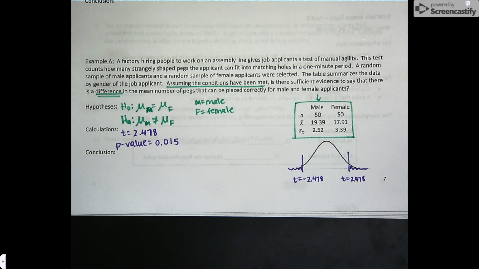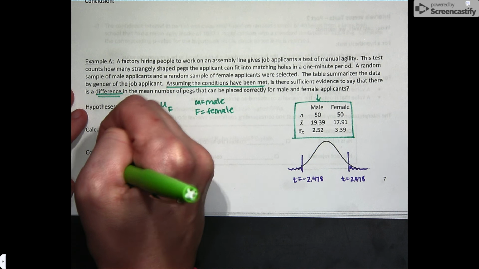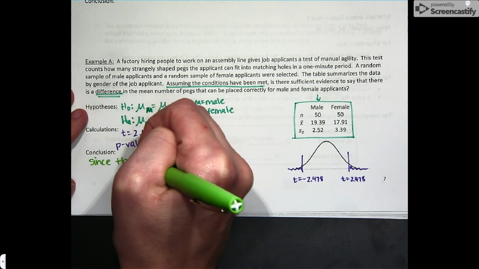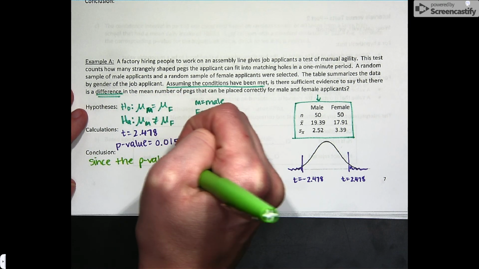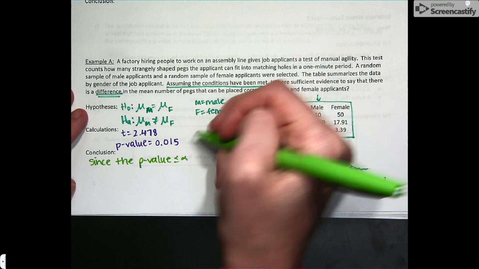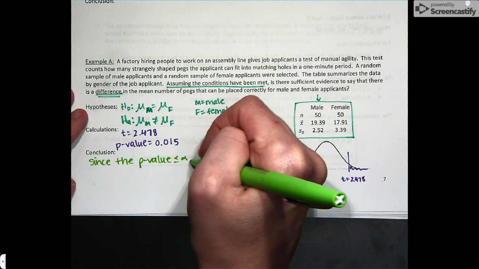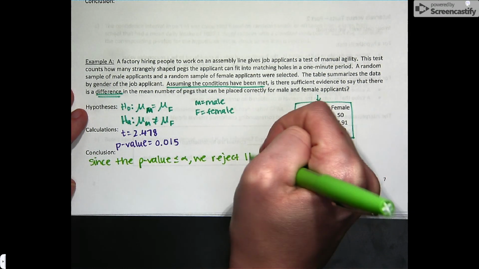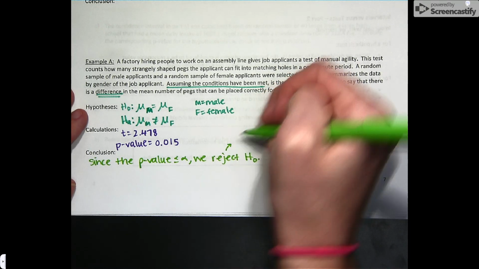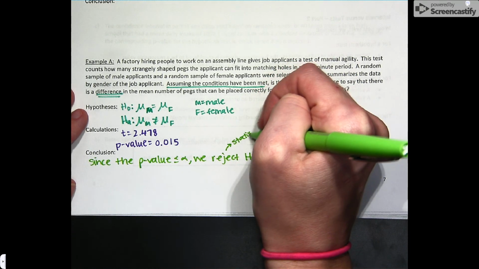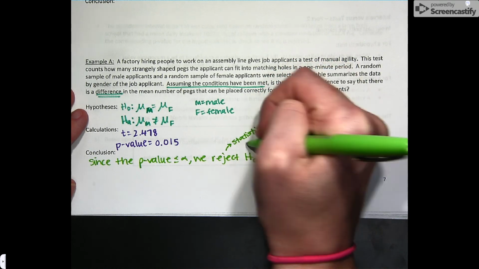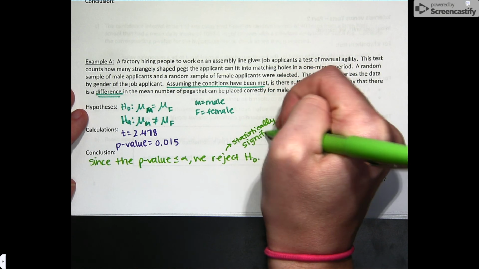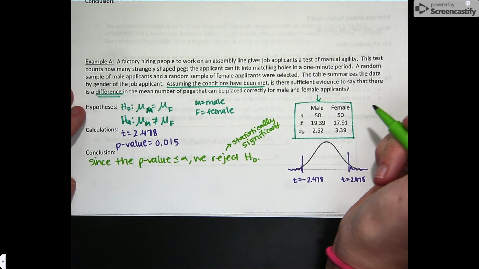Okay, so now I'm ready to write my conclusion. Remember, your conclusion should always be 2 sentences, just like it was for 1 sample. So I'm going to say, since the p-value, in this case, it's less than or equal to alpha, because remember, alpha is 0.05, we reject the null hypothesis. And remember, you don't have to write this into your sentence, but this means that this is statistically significant. So if you are able to reject the null hypothesis, it is statistically significant.